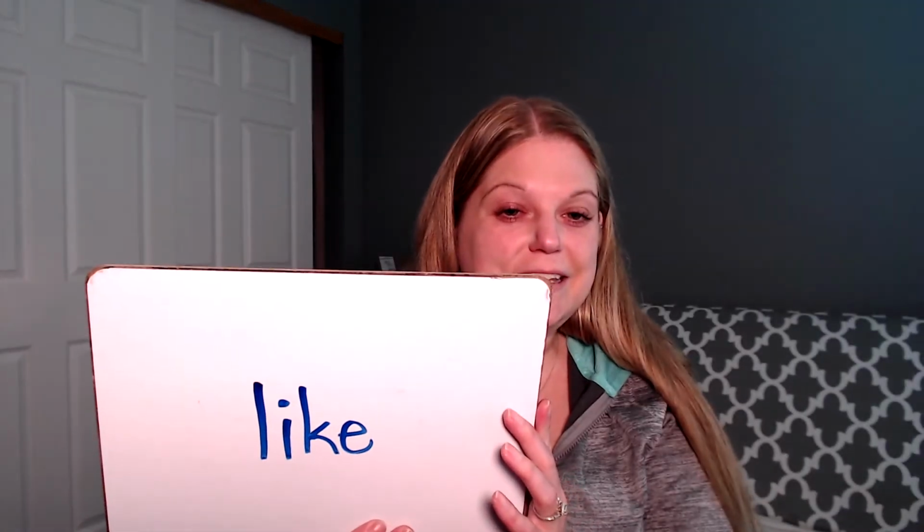First word you're going to practice is the word like. Say it, like. Write it. Check it. Were you right? Like, L-I-K-E, like. Wonderful. Your next word is the word here. Say it, here. Write it. Check it. Here, H-E-R-E. Were you right? Great.